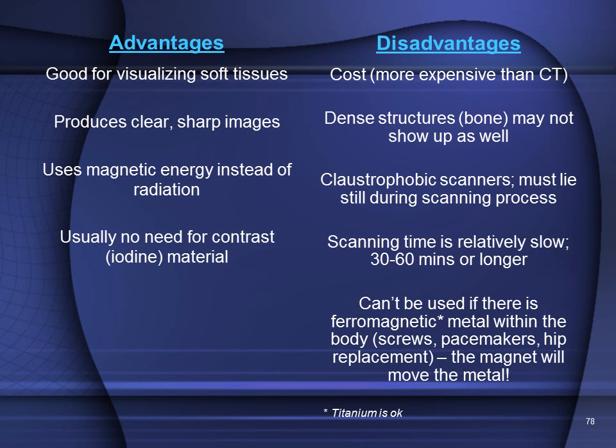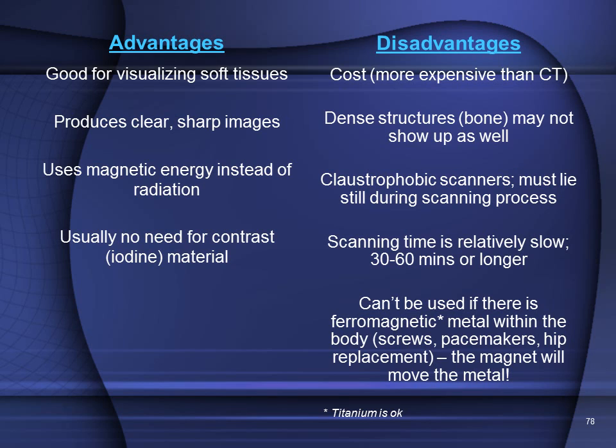The advantages for use of MRI include that they are very good for visualizing soft tissues, and they produce clear, sharp images. They use magnetic energy instead of X-ray radiation, and there's usually no need for contrast material, but it can be used to enhance the image. The disadvantage is one of cost. They are much more expensive than a CT scan.